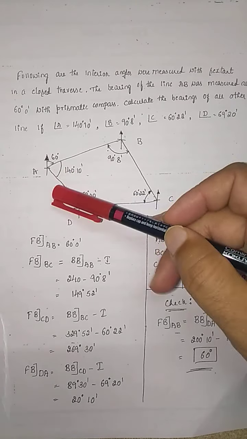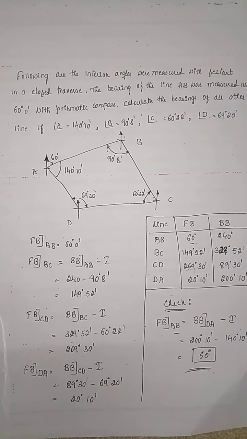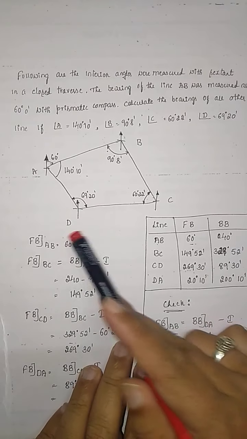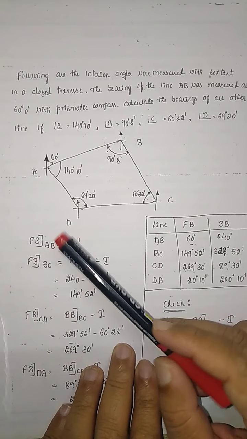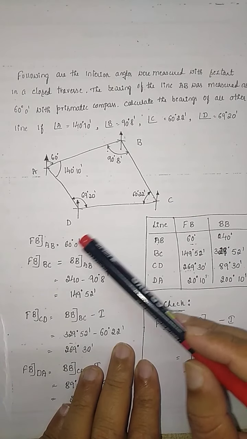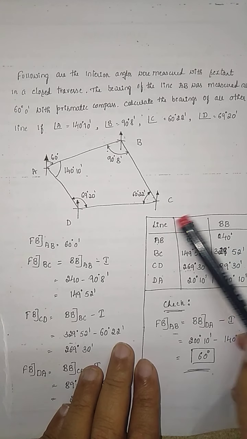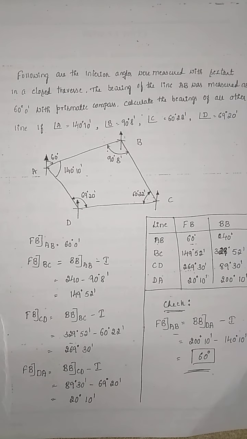Now they have given you the included angles and one fore bearing reading. Once they have given you the fore bearing, you can calculate the back bearing. Since it is less than 180 degrees, in order to get the back bearing of the line AB, you are going to add 180 to this. So you are going to get the back bearing. From this back bearing, you can calculate the fore bearing of the next line.